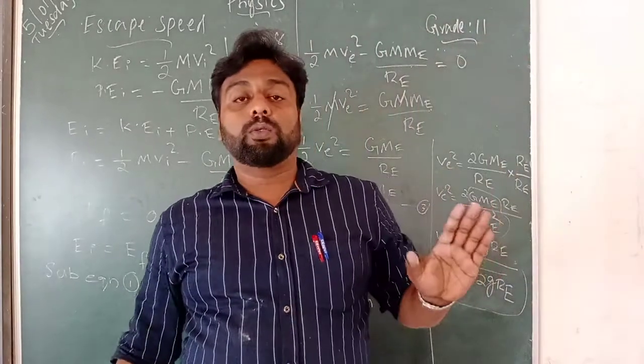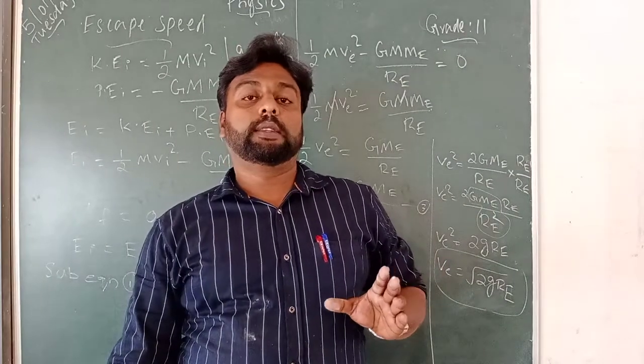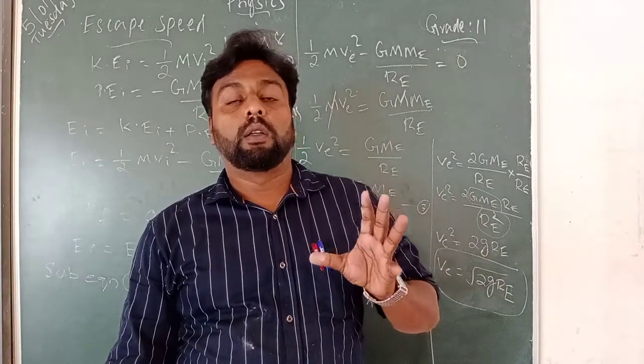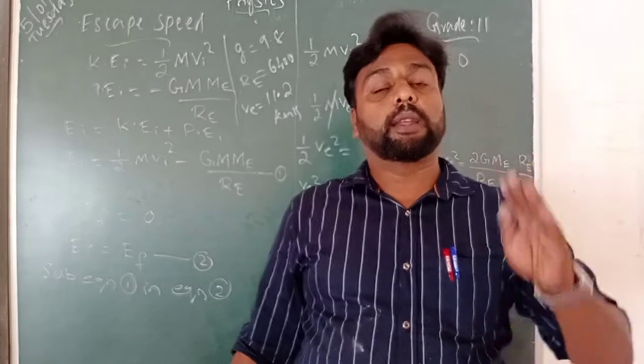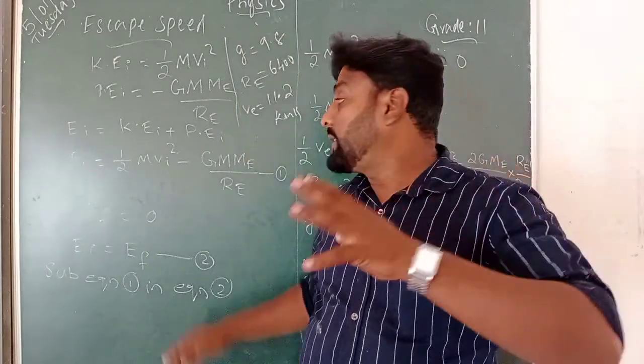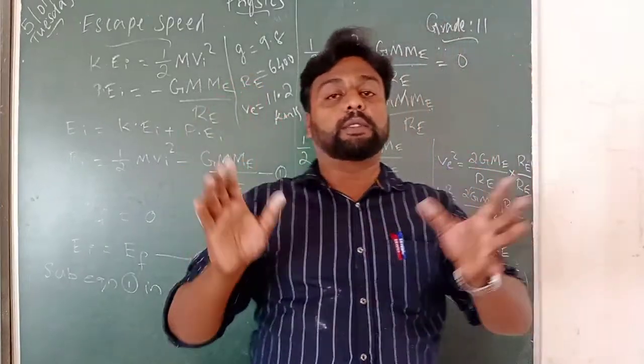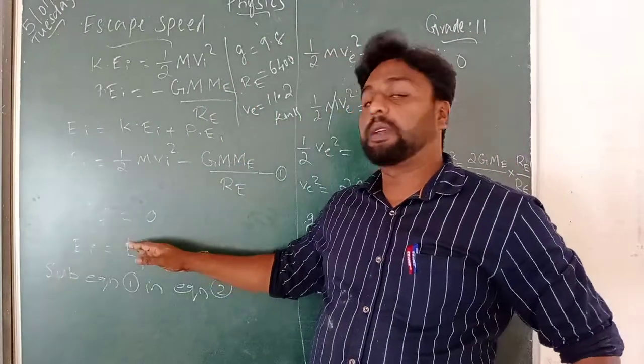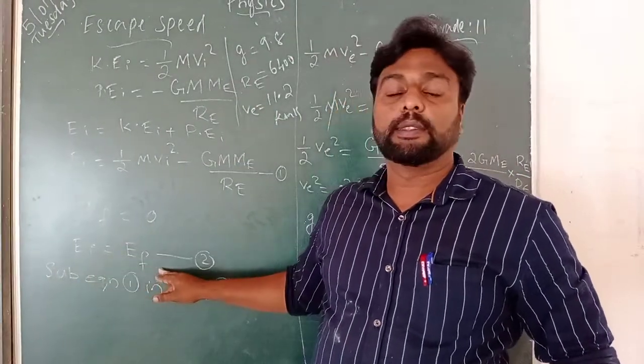But according to the law of conservation of energy, energy cannot be destroyed. Energy can be changed from one form to another form. So there is some initial energy, there must be some final energy. So both are equal. So you can take EA is equal to EF.